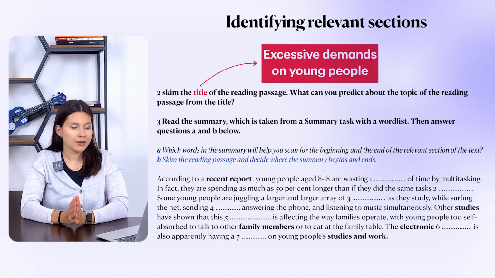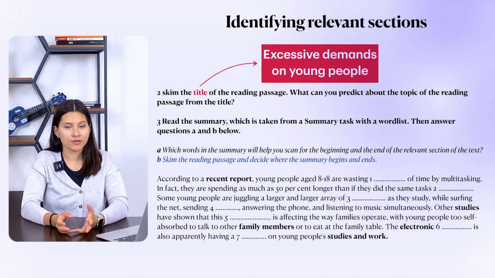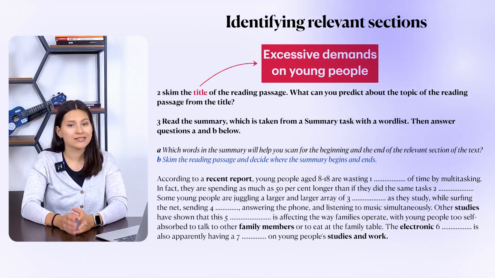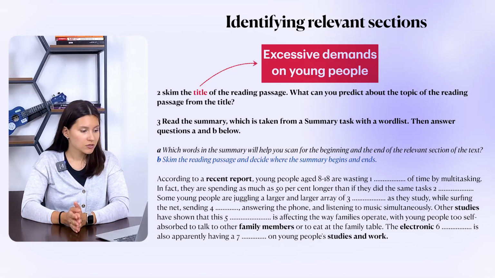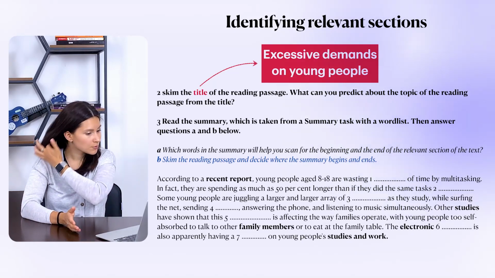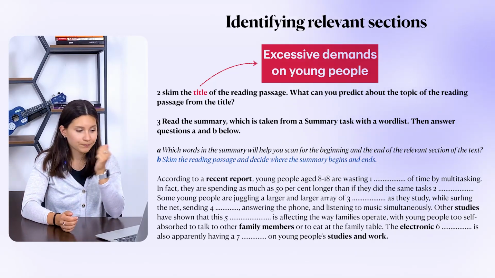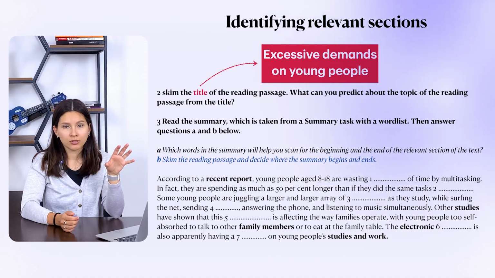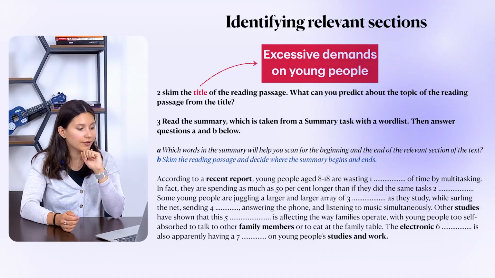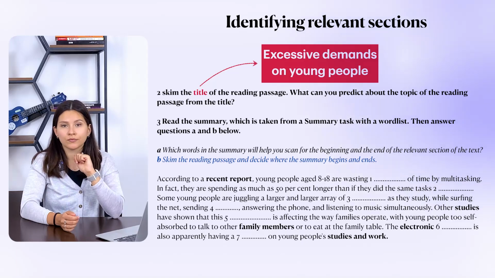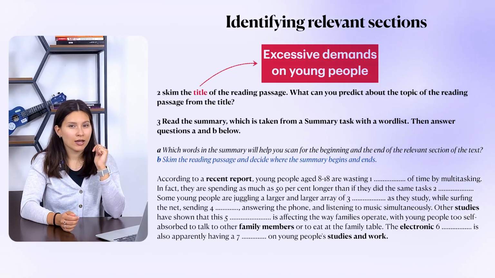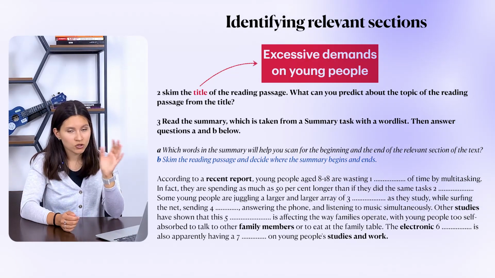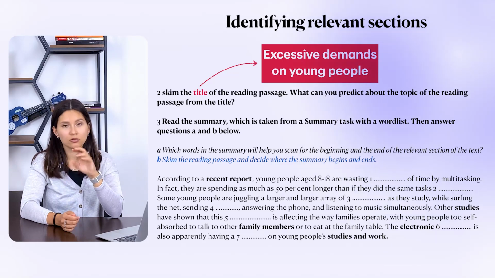All right, and exercise 3 gives you the example of a summary with some missing words and phrases. So read the summary, which is taken from a summary task with a word list. You're not given the word list just yet, but it will be given a bit later. Then answer questions A and B below. So let's take a look at the summary quickly, just skim it. Pause the video, take your time.